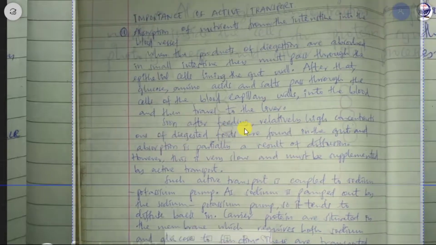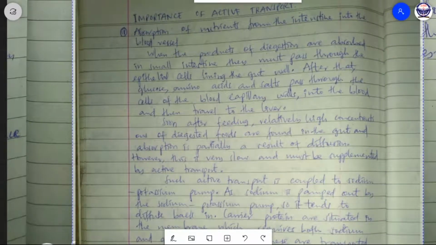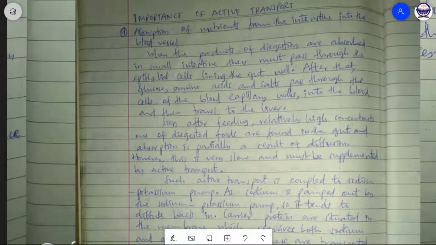Now let's move to the other part, which is the importance of active transport. Why is active transport important in the body? Why not only passive transport? Now we discuss different aspects regarding the importance of active transport. The first aspect is the absorption of nutrients from the intestine into the blood vessels. As we discussed in the nutrition topic, absorption of nutrients requires both diffusion and active transport.